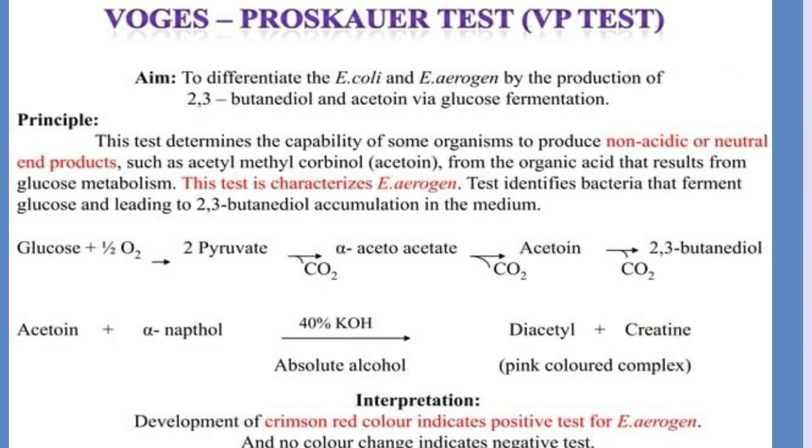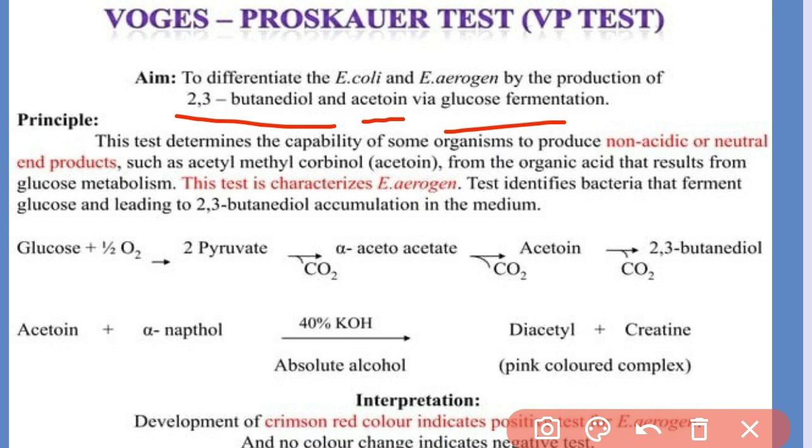Then the next test, the Voges-Proskauer test. This test is aimed to differentiate E. coli and Enterobacter aerogenes by production of 2,3-butanediol and acetoin via glucose fermentation. This test determines the capability of some organisms to produce non-acidic or neutral end products such as acetyl methyl carbinol or acetoin from the organic acid that results from glucose metabolism. This test is positive for the organism Enterobacter aerogenes.